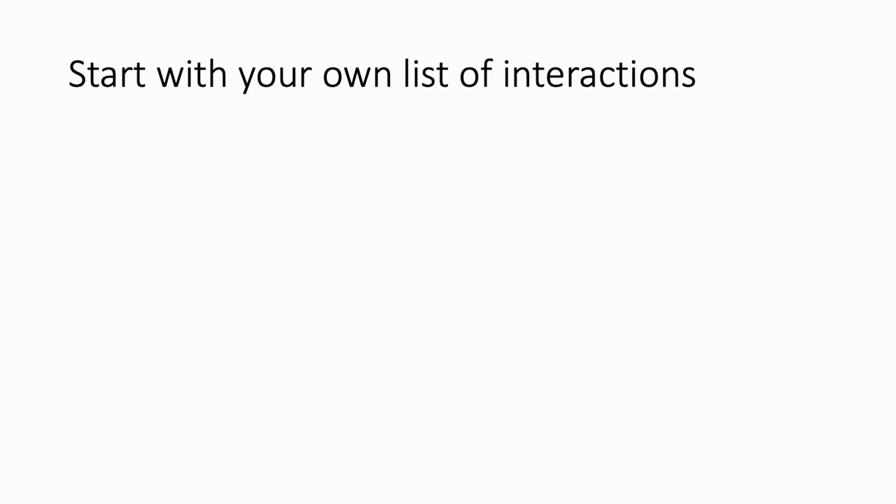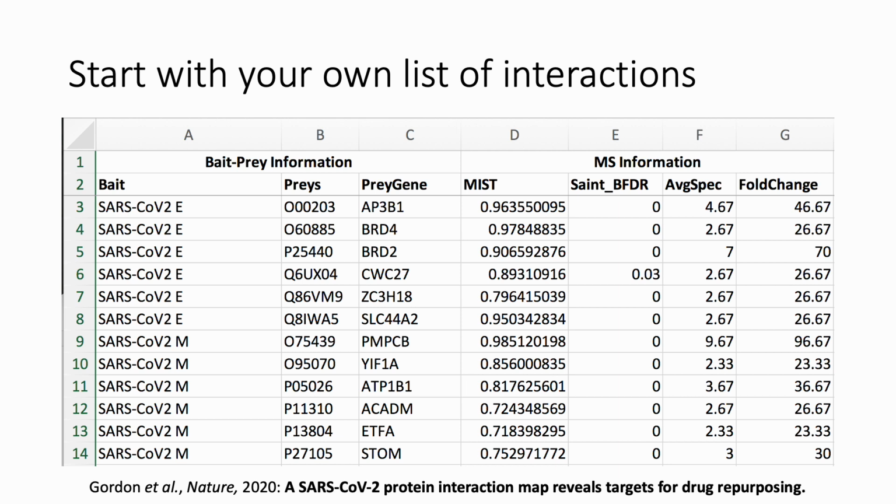I'll continue with an example of how stringify can be useful. Namely, you can start the analysis in Cytoscape with a list of interactions coming from an affinity purification mass spectrometry experiment like in this example. This is the supplementary table of the 2020 Nature paper where Gordon et al. investigated potential physical interactions between SARS-CoV-2 proteins, which are the baits in this table, and human proteins, which are the preys.